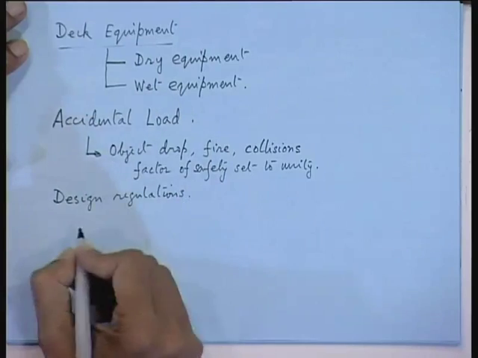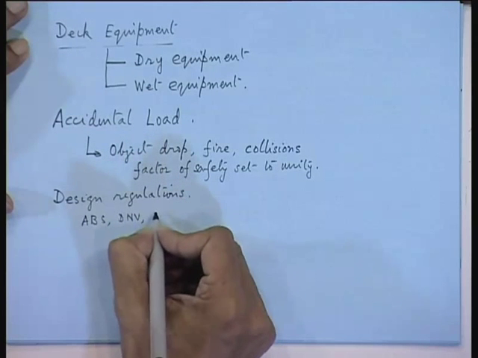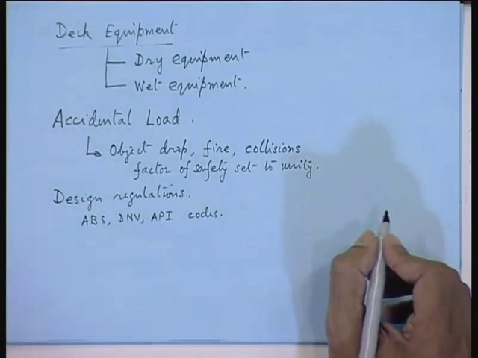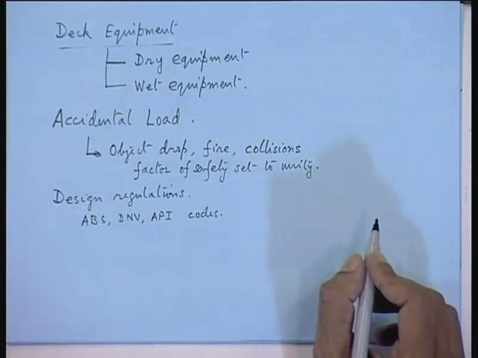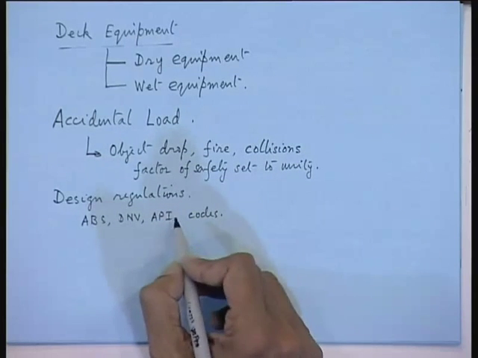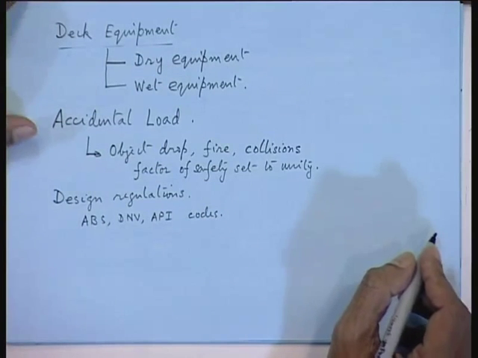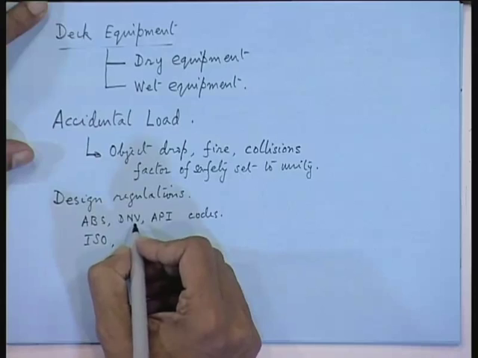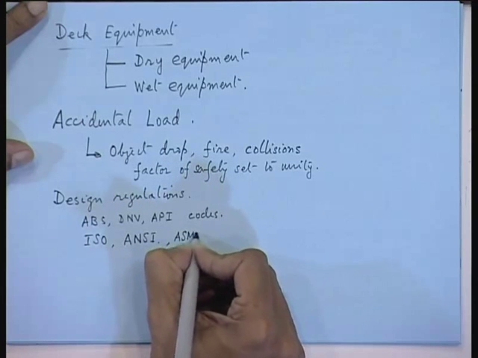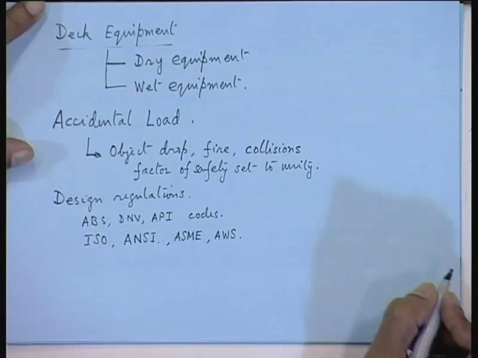Now you have to tell the client which regulation you have followed. Normally you will find ABS, DNV, then API codes. So that means the structure that you are designing will conform to which code? Either one of these codes, and normally I think surveyors from all these classes will come. If you design for API, ABS will also survey your platform. There are also other codes, that is ISO, International Standards Organization, ANSI. Then you have ASME, American Society of Mechanical Engineers, AWS, American Welding Society. So all these codes have to be followed.